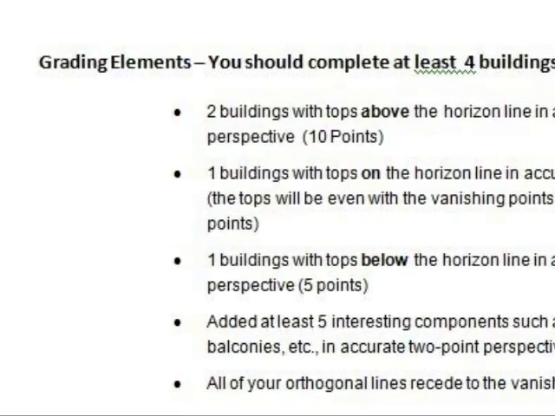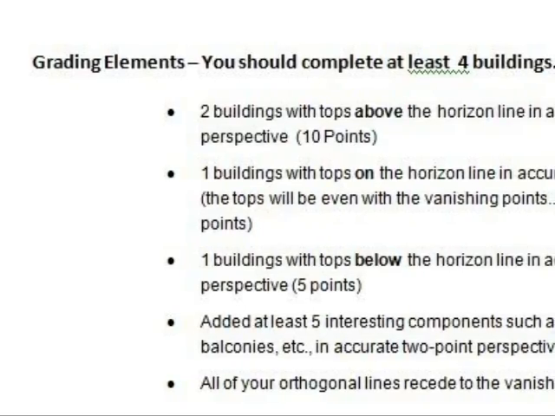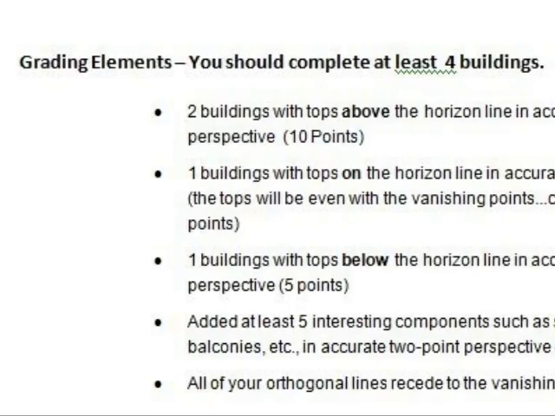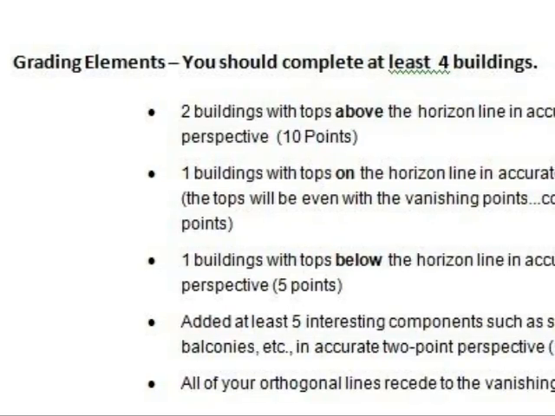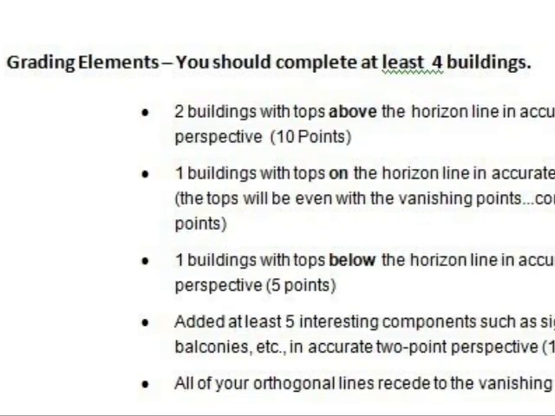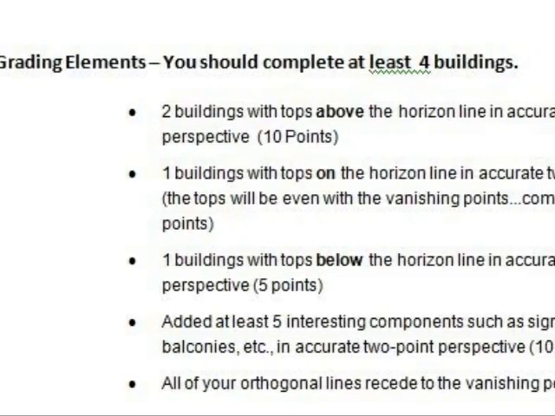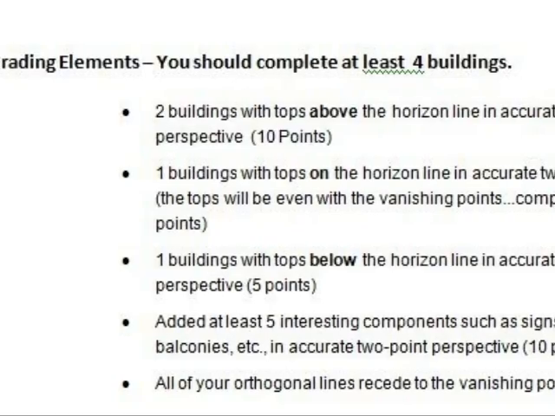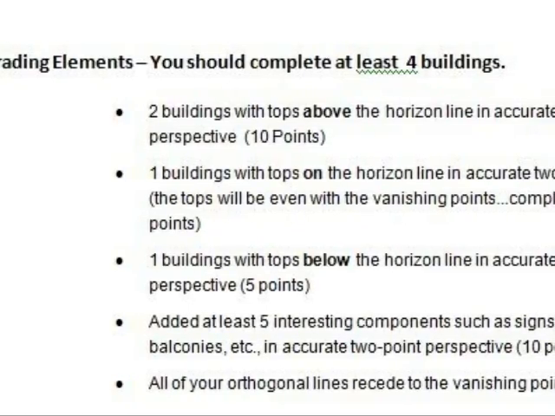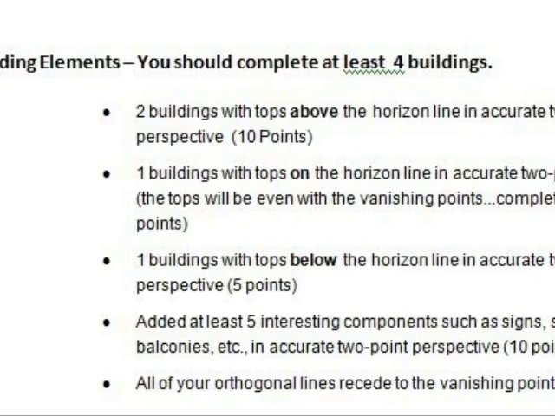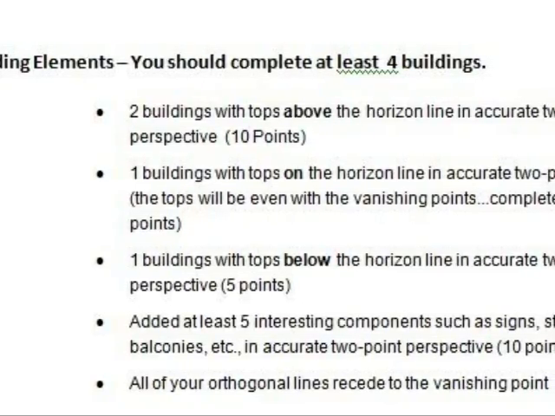Now, for the purposes of this project, there are a few things that you want to make sure that you have included in your project. First of all, you need to have 2 buildings where the top of the building is above the horizon line. And you want these in accurate 2-point perspective. And that's worth 10 points. So I'm going to be looking at those buildings, checking to make sure that all your lines that are horizontal are heading to one of those diminishing points.